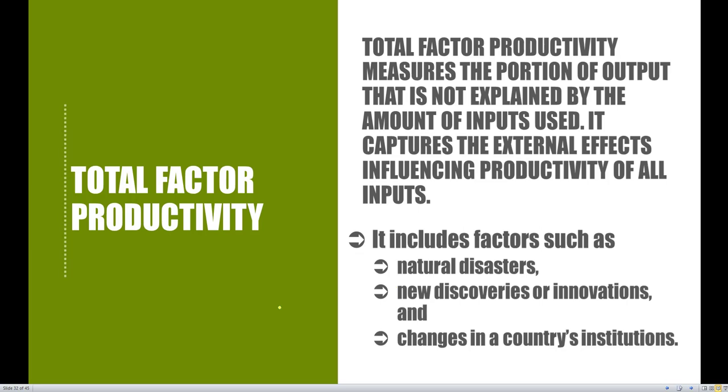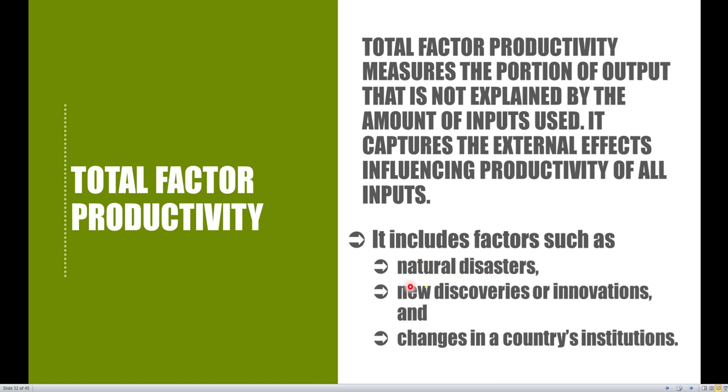So total factor productivity says that if we cannot place a particular idea into land, labor, physical capital, human capital, or any one of our other factors of production, it is immediately going to fall under total factor productivity or technology. It measures the portion of output that is not explained by the amount of inputs used, and it captures the external effects of influencing productivity of all inputs. And total factor productivity can see both positive and negative shocks depending on the situation that we find ourselves in.